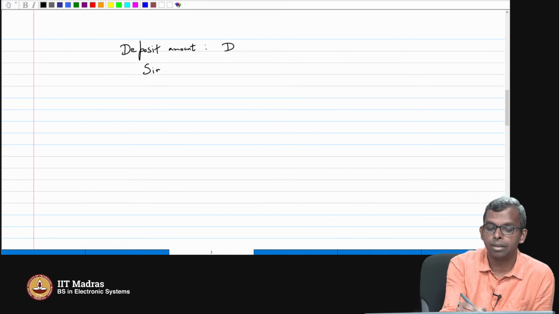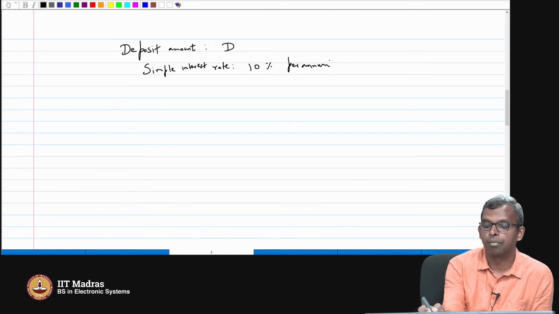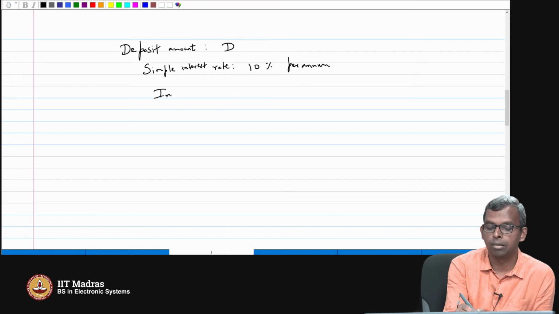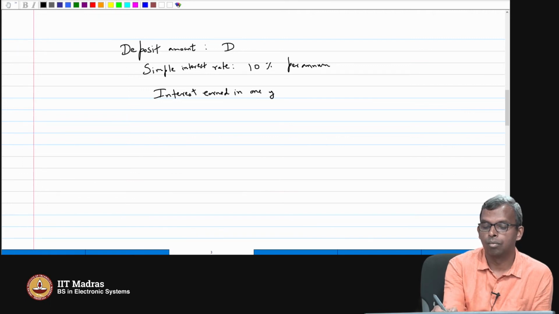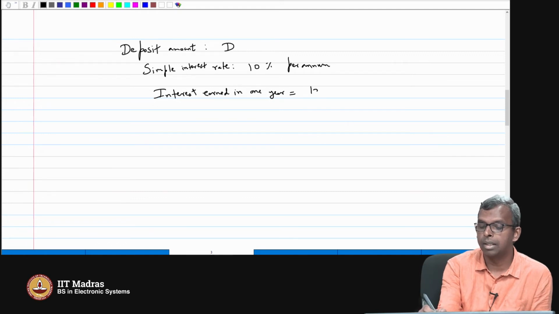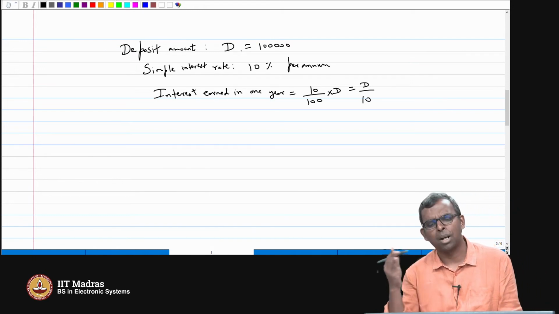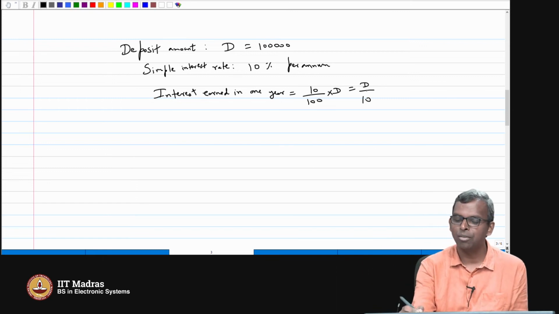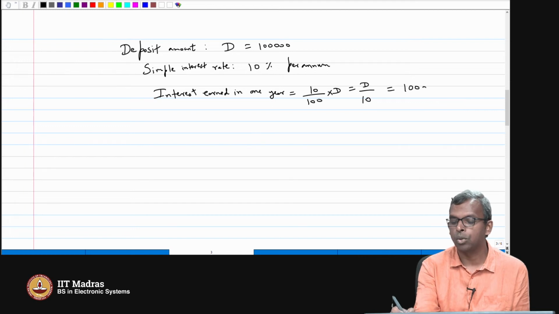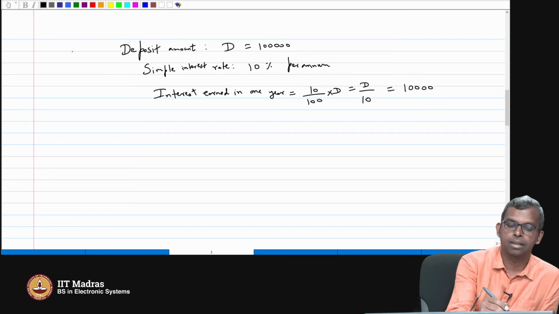So if you have a simple interest rate of 10% per annum, the returns, the interest earned in 1 year, is just 10 by 100 times D, which is D by 10. So D was 100,000. The reason why I write D here is that 100,000 is a very long number. I don't want to keep on writing 100,000, 100,000. I write D, and finally when I get the answer, I'll plug in the 100,000. So I get 10,000 rupees simple interest in 1 year. So this is the simple interest calculation.